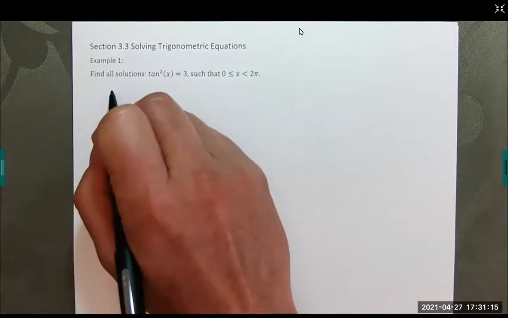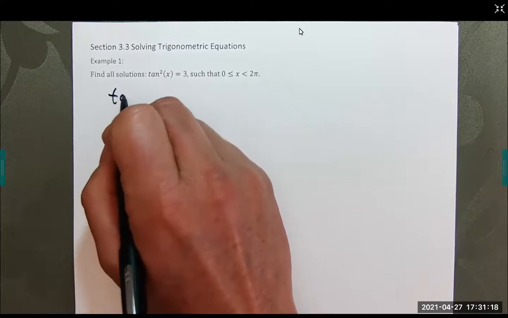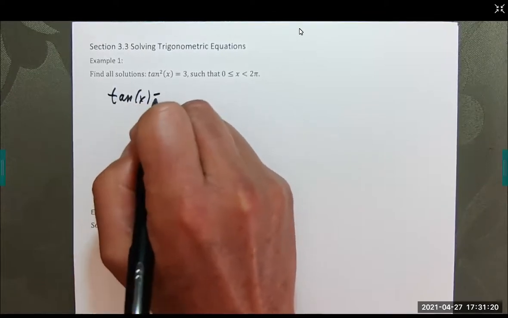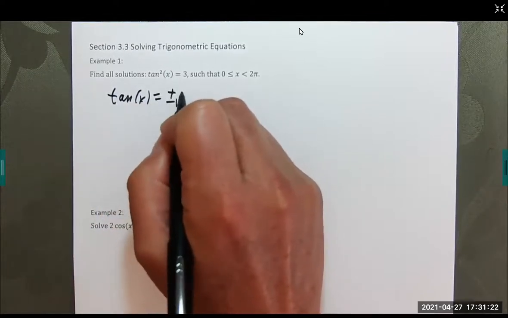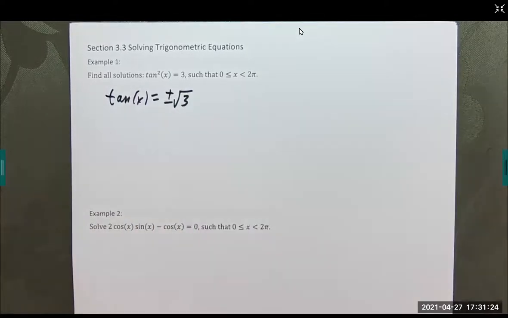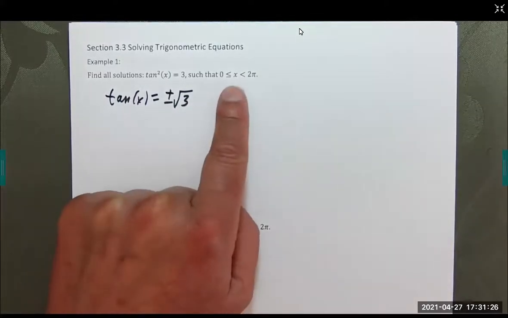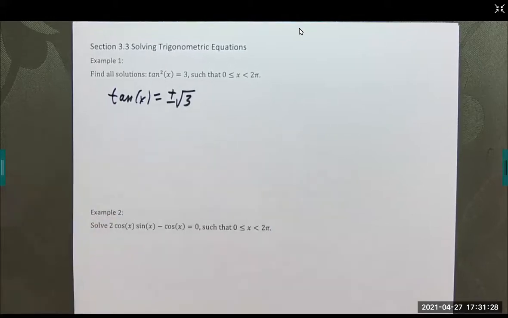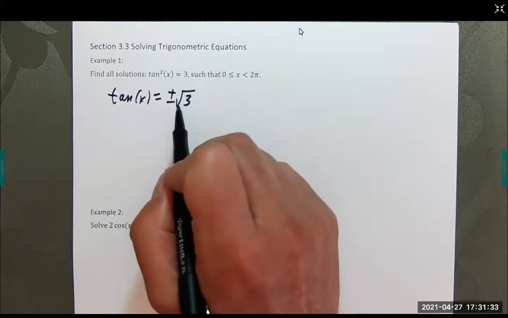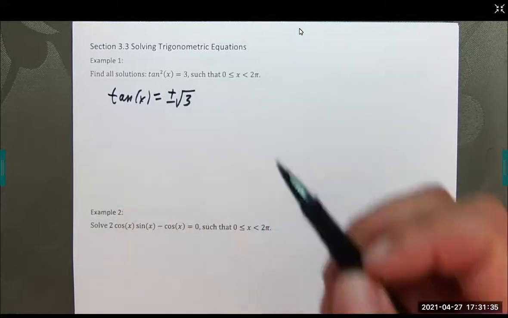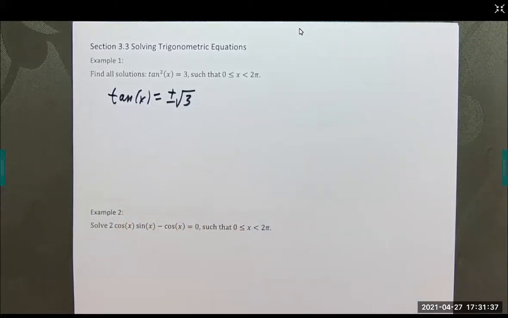And so what I need to do is take the square root of both sides. And remember that when I do that, we get both plus and minus root 3. Now, we are limiting our answers between 0 and 2 pi. Now, remember, 0 to 2 pi is 4 quadrants. In 2 of them, tangent is positive. That's quadrants 1 and 3. And in 2 of them, tangent is negative. That is 2 and 4.